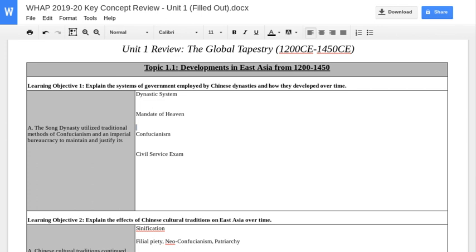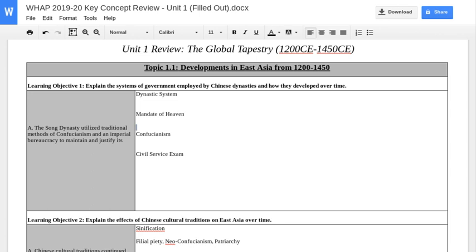So we're going to start with Unit 1 at the beginning, way back from August, with Topic 1.1, Developments in East Asia. And if we look at Learning Objective 1, we're dealing with, breaking it down as simply as possible, the political characteristics of these Chinese dynasties. And we're particularly talking about the Tang and Song dynasty during this time period. So you need to know some of those characteristics of it that have carried over from previous dynasties.